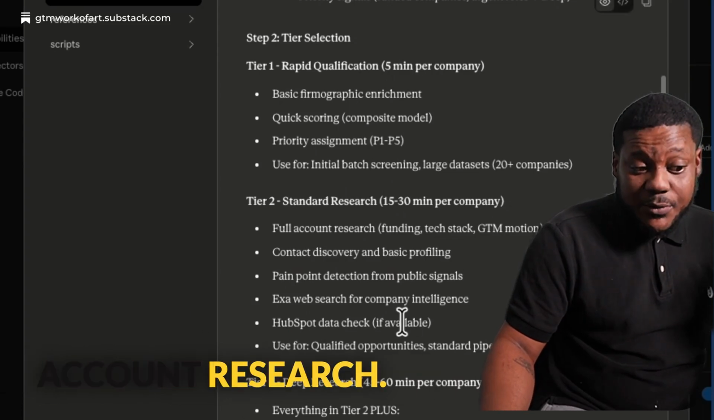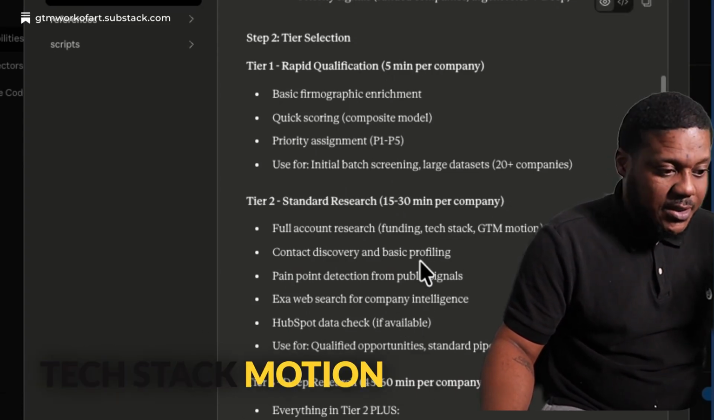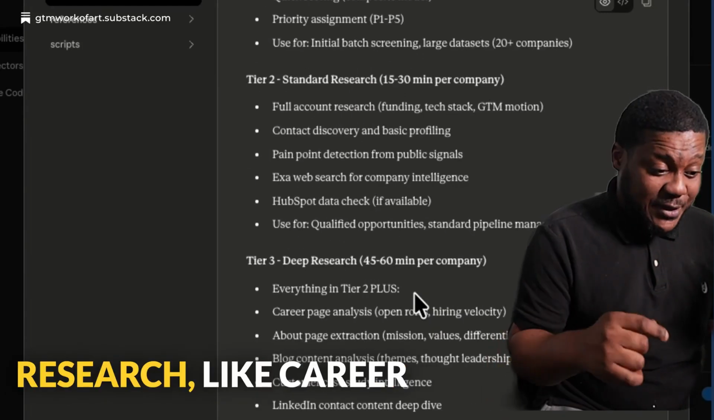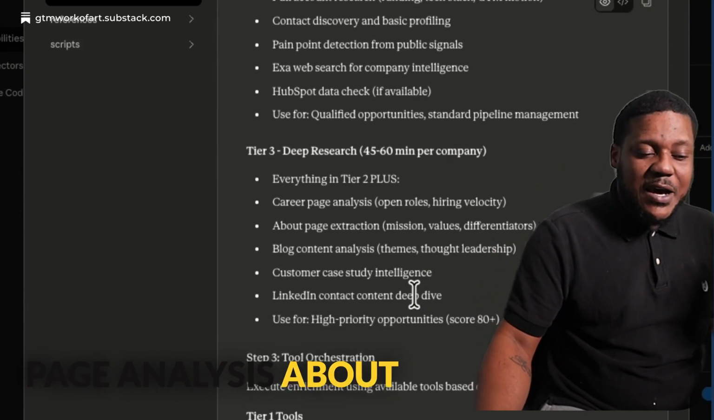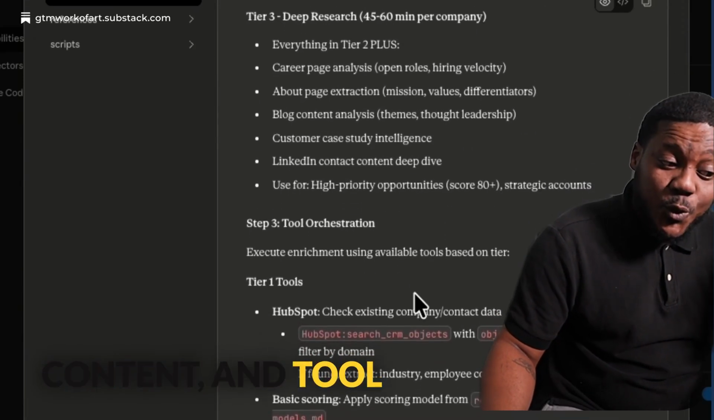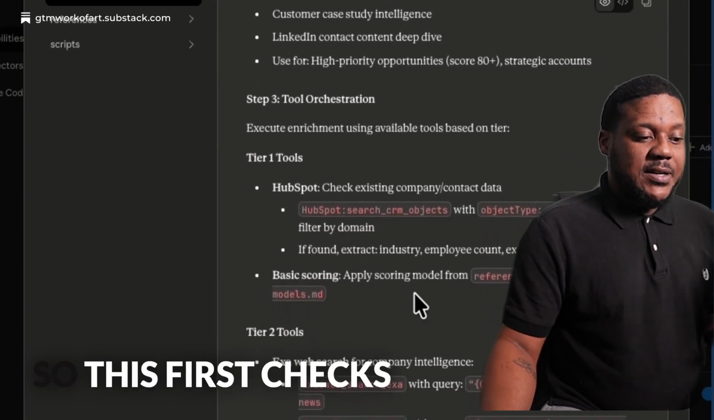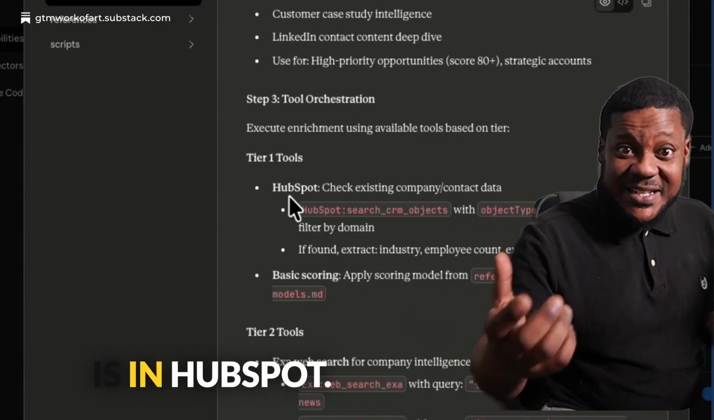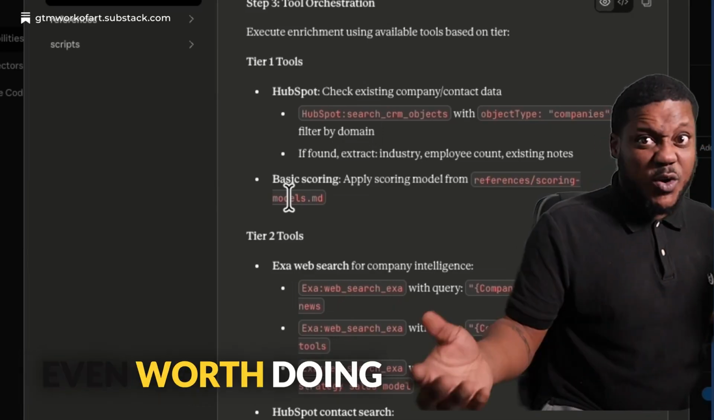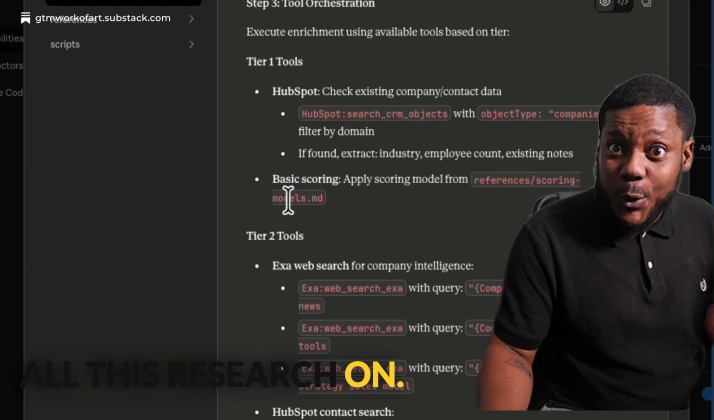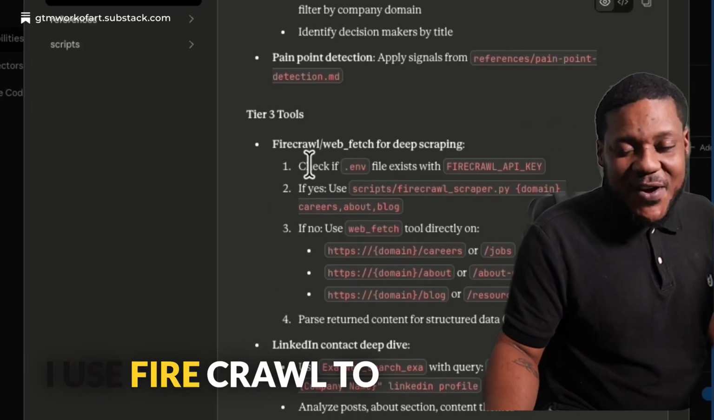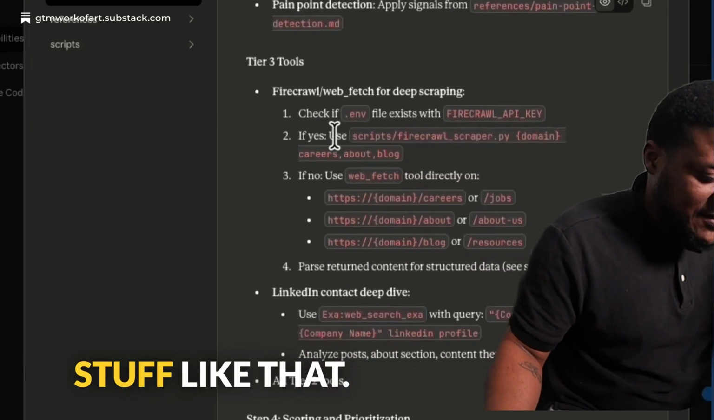Then if I need to do full account research, tech stack, GTM motion, signals, HubSpot data check. And if I need to do deep research, like career page analysis, about page extractions, blog content, LinkedIn content, and tool orchestration. So this first checks to see if the company is in HubSpot, then does a rough scoring to see if it's even worth doing all this research on. And then if it meets a certain requirement, it continues on with the research. I use Firecrawl to do web fetch and deep scraping and stuff like that.